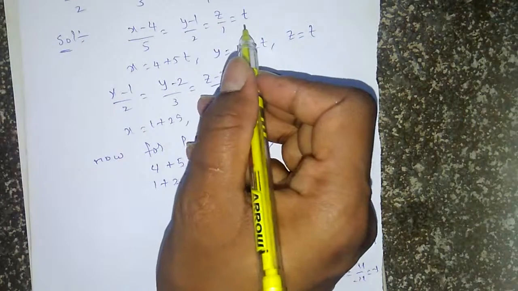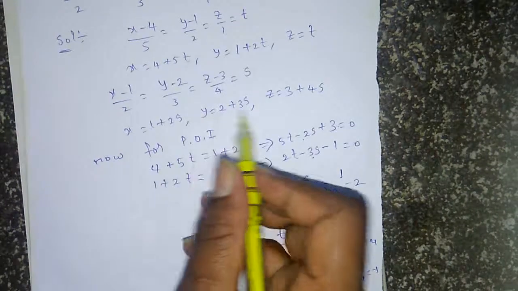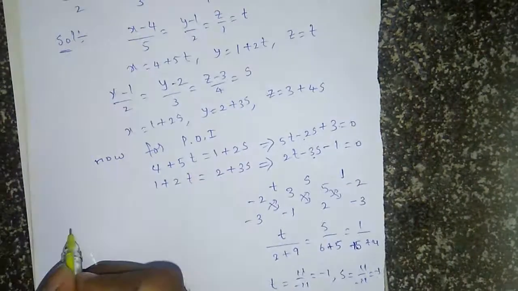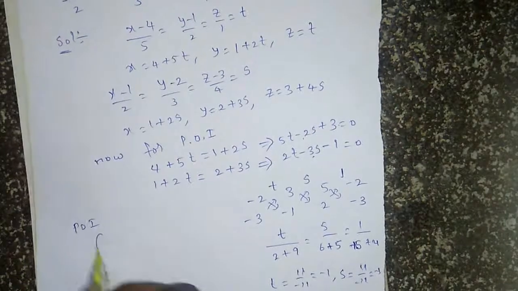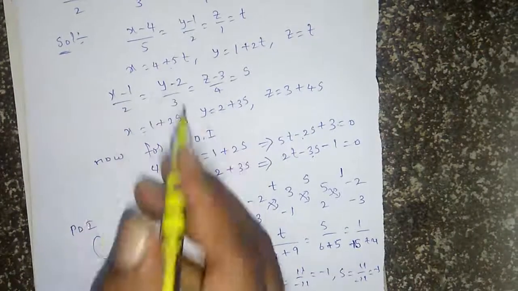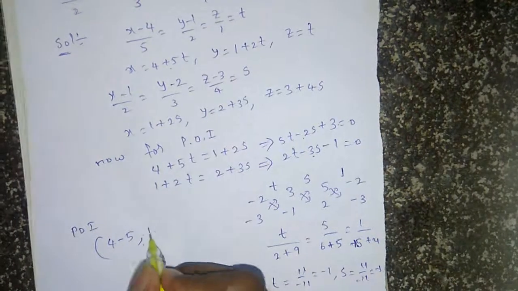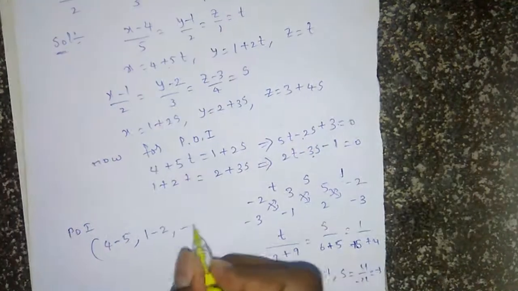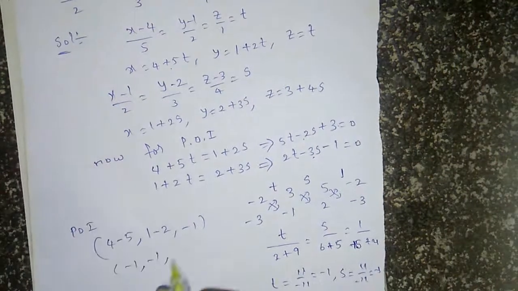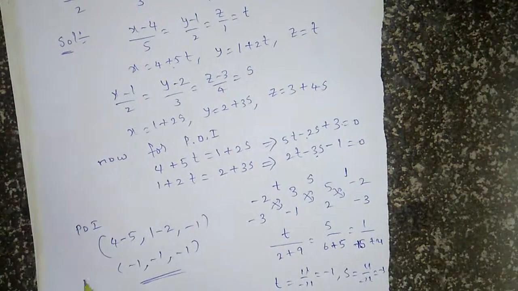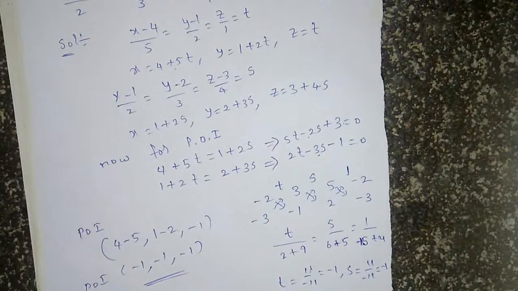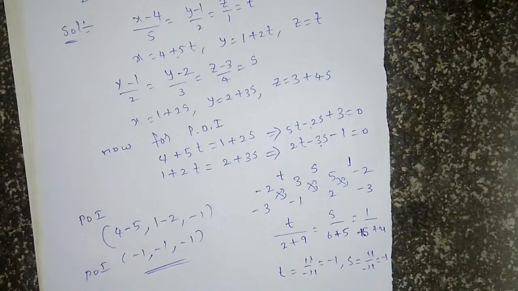Here you can substitute the t value, or the s value, and you will get the point of intersection. Therefore, substitute the t value: 4 plus 5t, that is 4 minus 5; 1 plus 2t, that is 1 minus 2; t is minus 1. That is minus 1 comma minus 1 comma minus 1, which is the required point of intersection of the given two lines.